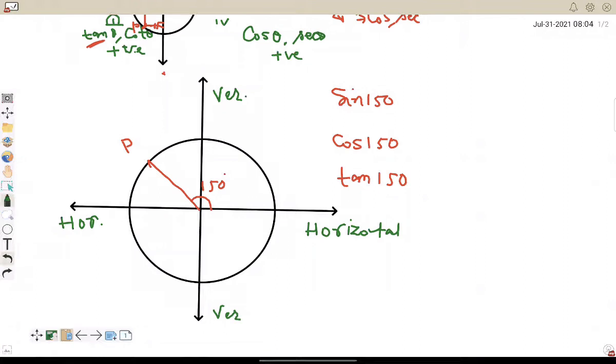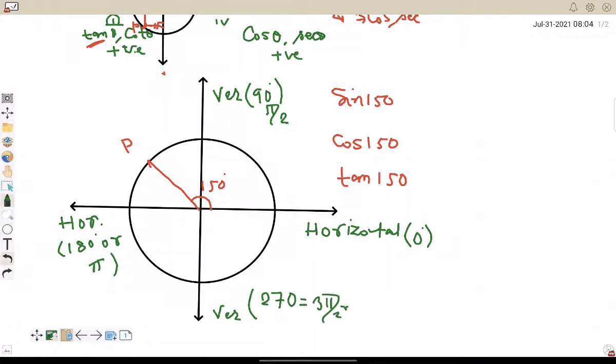If you talk about this angle, then this angle is 0 degree or 360 degree. This angle is 90 degree, or in radian system we can say pi upon 2. This angle is 180 degree, or in radian system pi radian. This angle is 270 degree, and this one is pi upon 2, this one is 2 pi upon 2, so this one is 3 pi upon 2 radian.